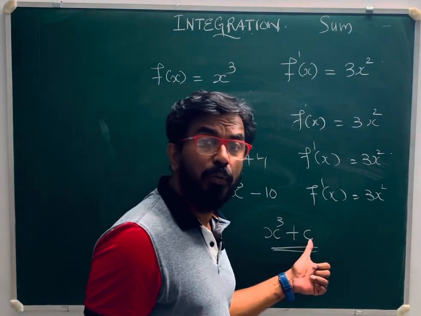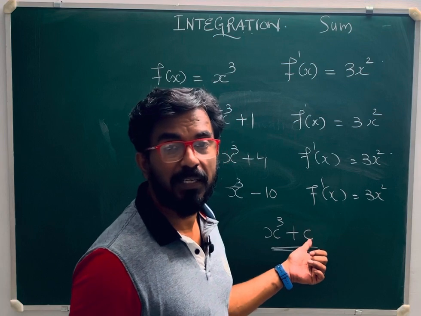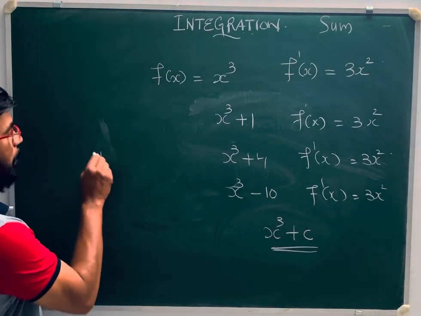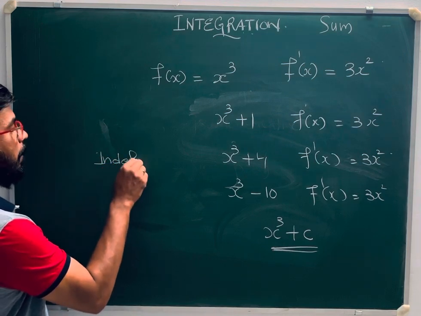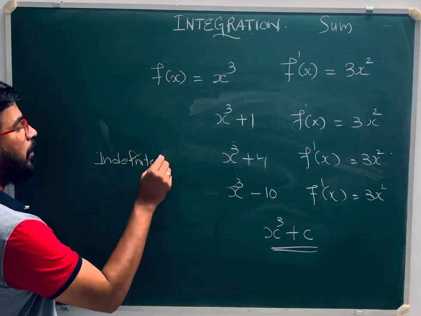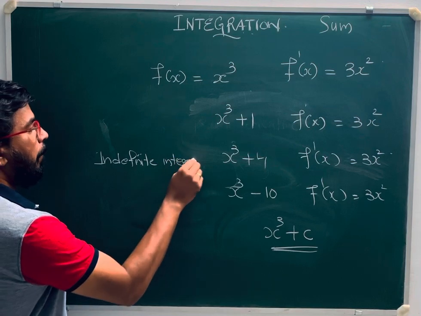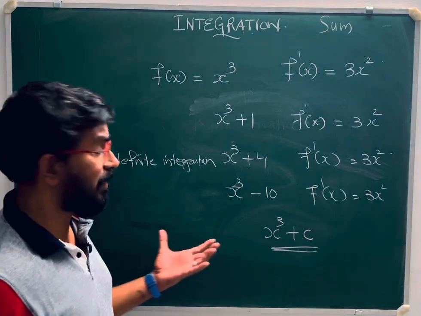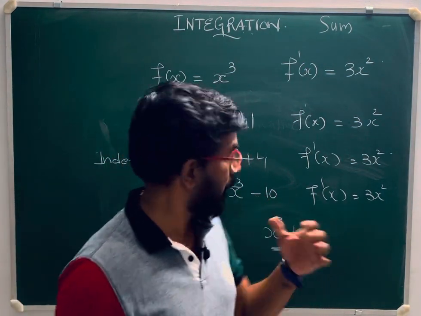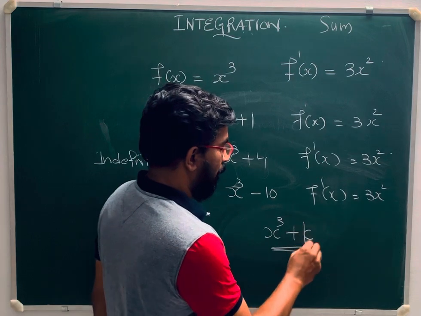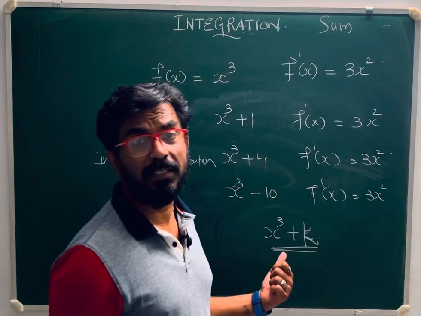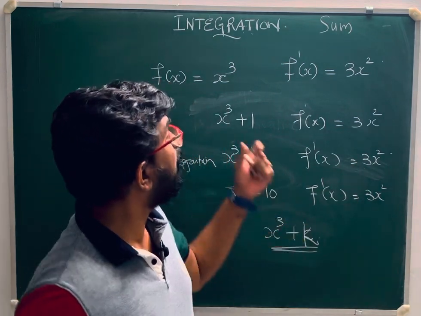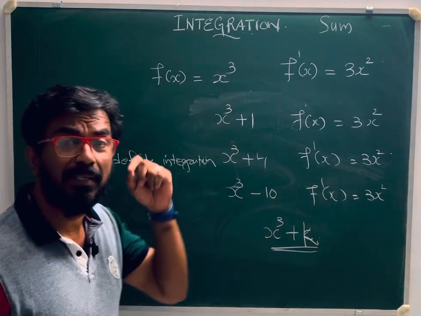Since we do not know this value of c at present, we call it indefinite integration. We have a second part for this, that is definite integration, where we will not see c. The c, or you can use the letter k also, is the constant of integration. We will go to the second part at a later time. First, let us learn about indefinite integration.